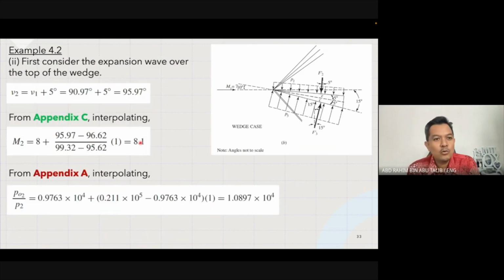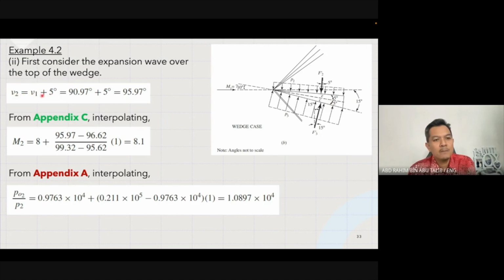Now we want to continue for the wedge shape. All right, so this is the wedge shape, this is for figure B. So using the same expression, V2 equal to V1 plus 5 degrees. Why 5 degrees? Because the wedge itself is 10 degrees, but 5 degrees on top, 5 degrees on the bottom. So that's why.